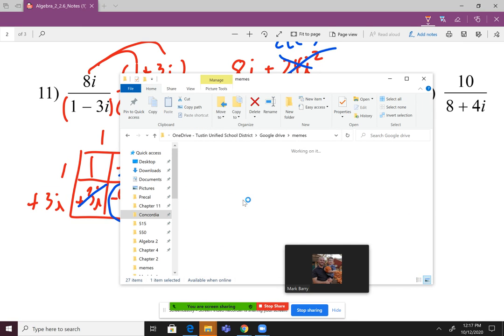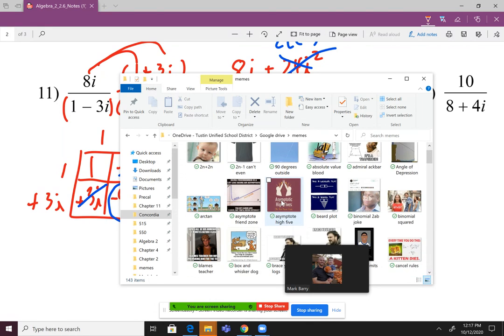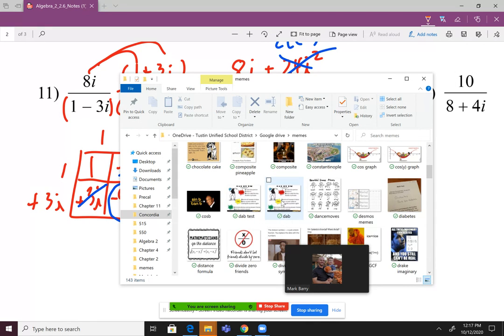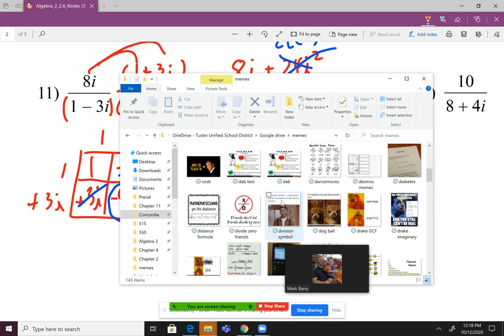I just need to find it here. It's in my memes folder, but yeah, it's a big memes folder. There it is.